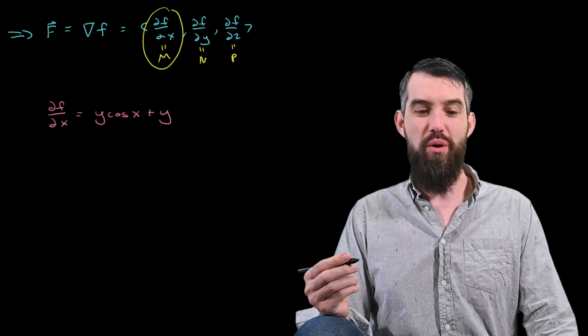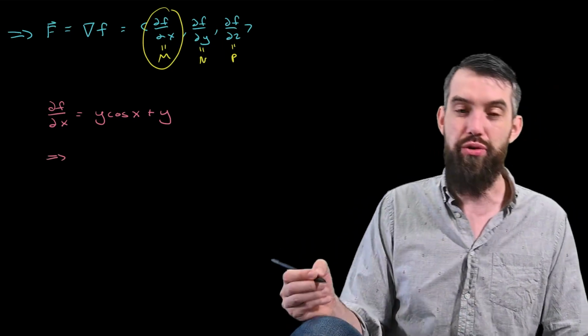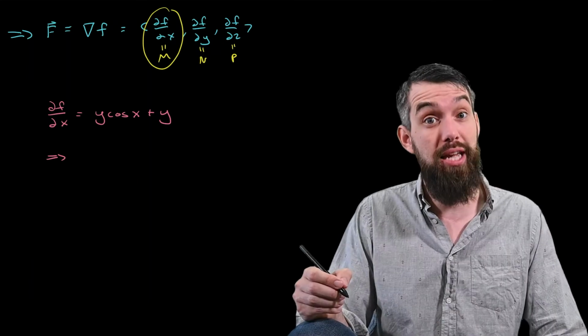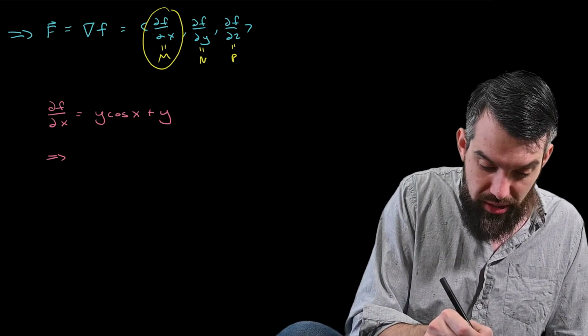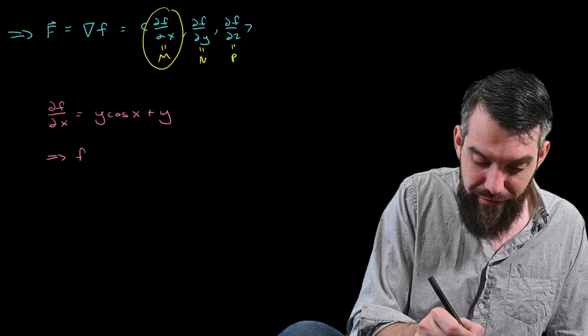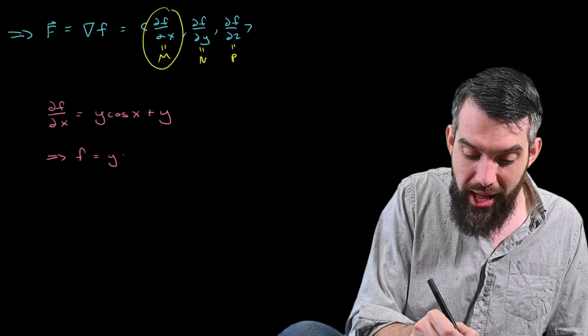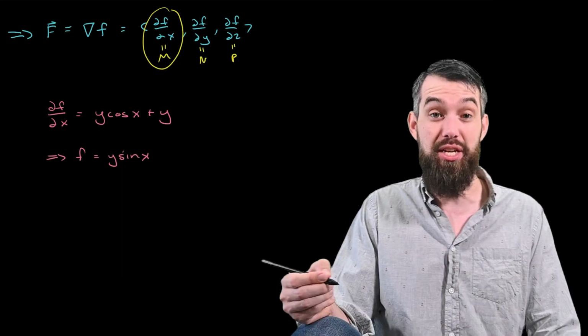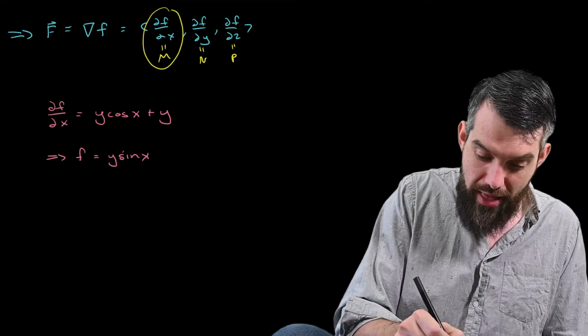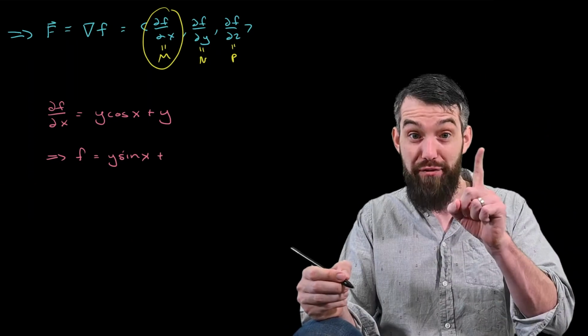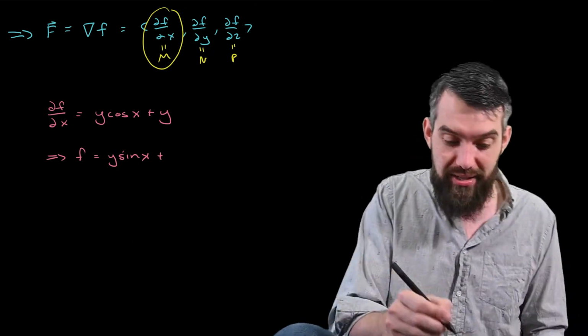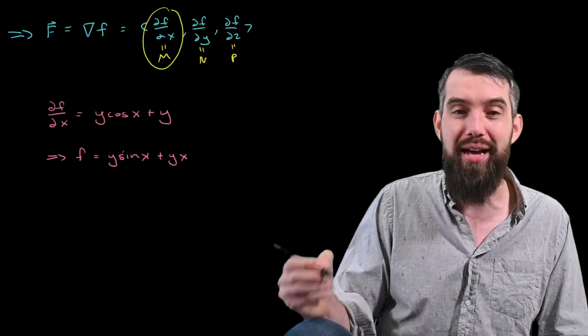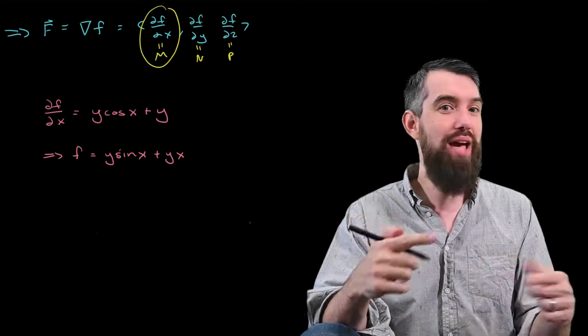So if I want to figure out what the f is, I could just integrate both sides of this. This is an integral with respect to x. And so this is going to give me that f is equal to y times sine of x, because the integral of cosine of x is sine of x. And then y times 1, if you will, integrates to y times x. So this is going to be plus yx. This is all fine, but I haven't dealt with a constant.